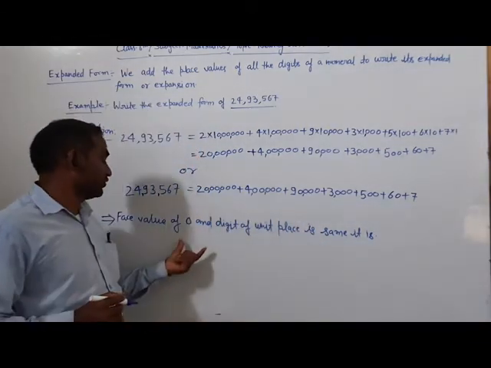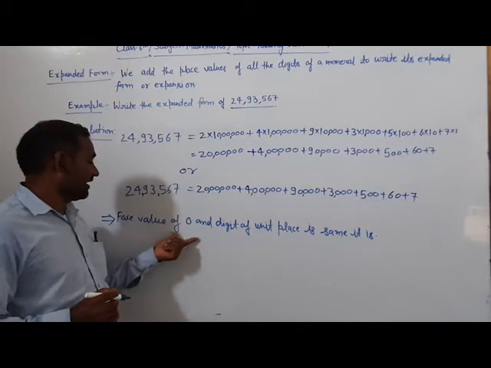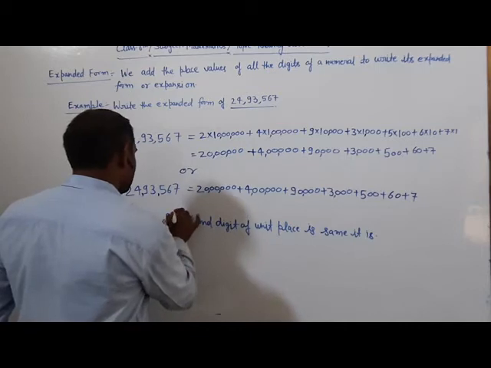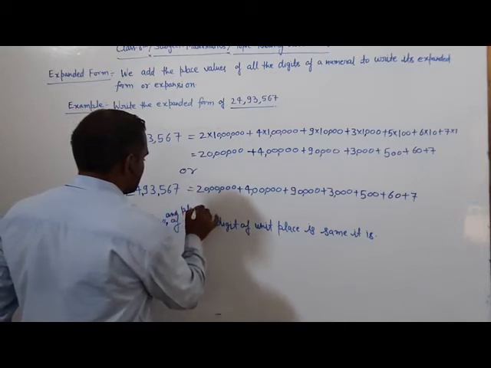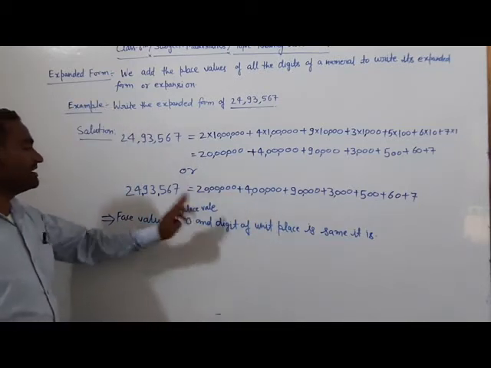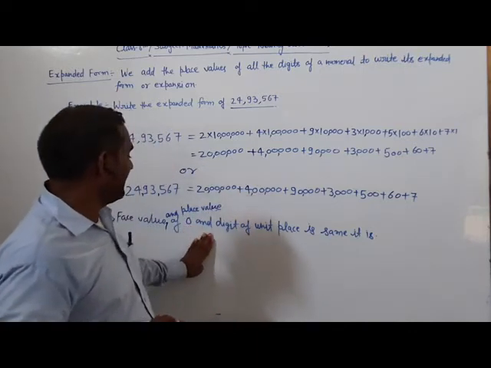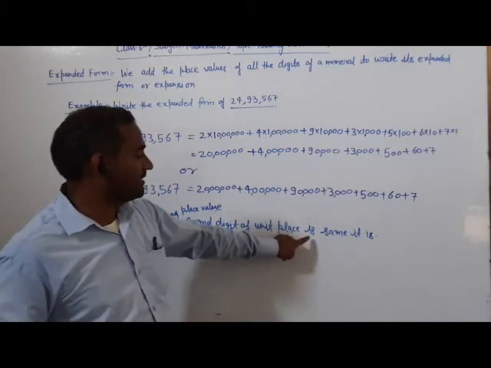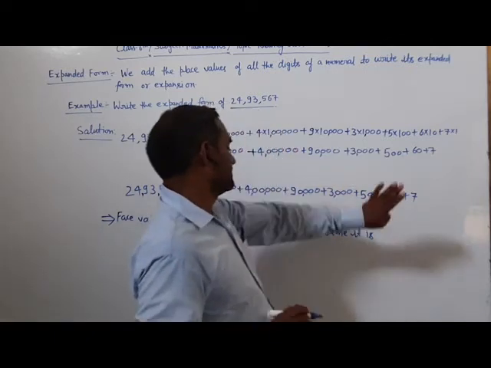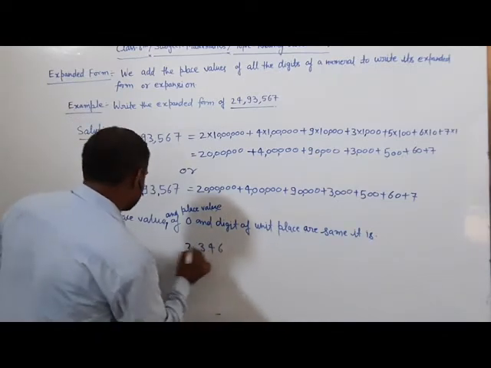The face value and place value of 0 and the digit of unit place are the same. For example, I will show you 2, 3, 4, 6.